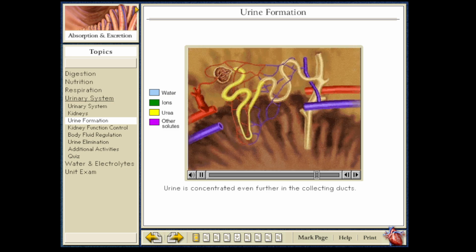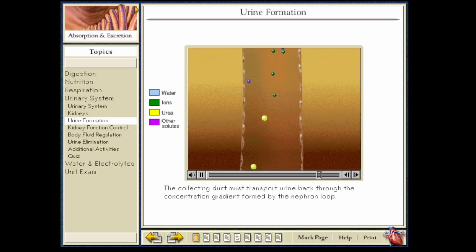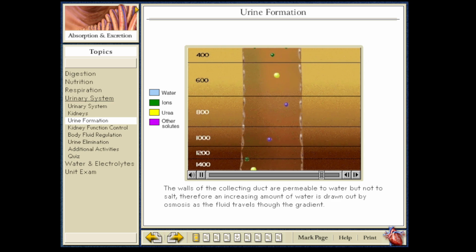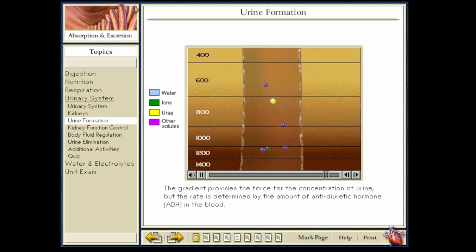Urine is concentrated even further in the collecting ducts. The collecting duct must transport urine back through the concentration gradient formed by the nephron loop. The walls of the collecting duct are permeable to water, but not to salt. Therefore, an increasing amount of water is drawn out by osmosis as the fluid travels through the gradient. The gradient provides the force for the concentration of urine, but the rate is determined by the amount of antidiuretic hormone, ADH, in the blood.